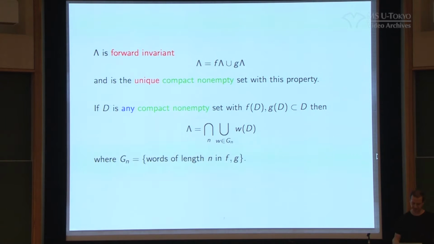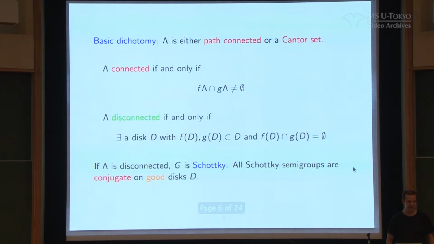All right. So just a piece of notation here. G sub n is just the words of length n in the generators F and G. So there's 2 to the n of them. Okay. And so there's this basic dichotomy.